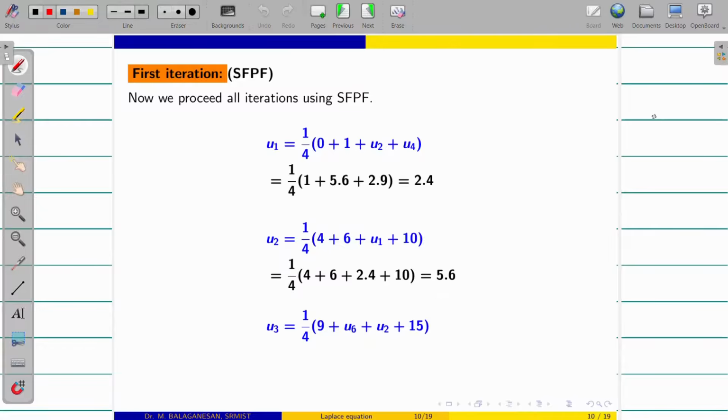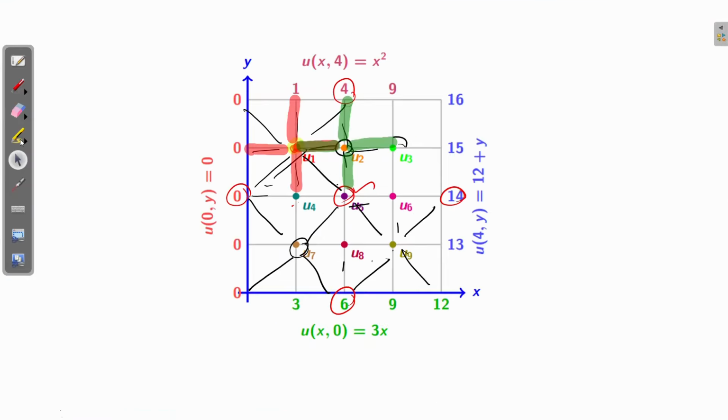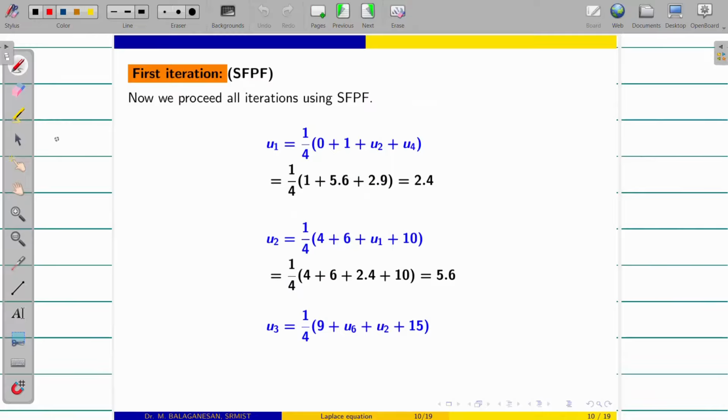Now go to u3. What about u3? u3 is u2 plus 15, 9 plus u6. u6 we didn't find now, there is no recent value, so you have to take it from the old, initial iteration. And u2 we found just before, that one we have to take here. Look at that. u6 you have to take from the old iteration. u2 we found just before, the recent value. That one only. That's it, 9.9.